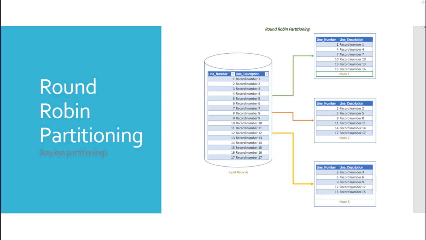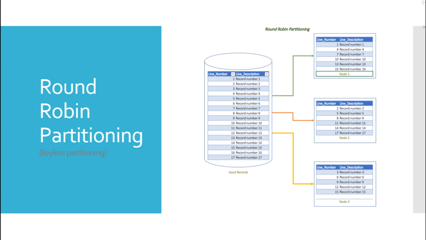Let us learn about round robin partitioning in DataStage jobs. The purpose of data partitioning is to divide a large input dataset into multiple segments or partitions and process each partition in a separate processing node, thereby improving the performance of DataStage job.